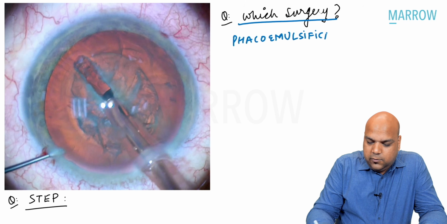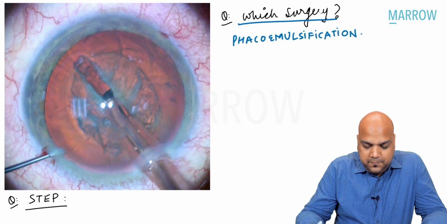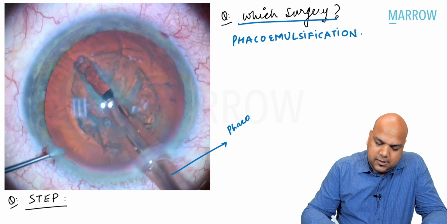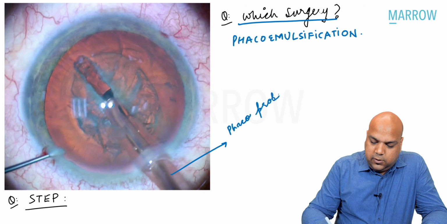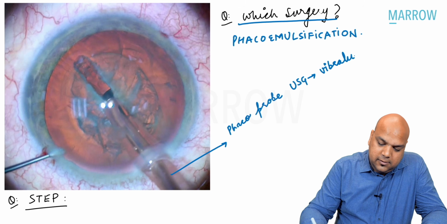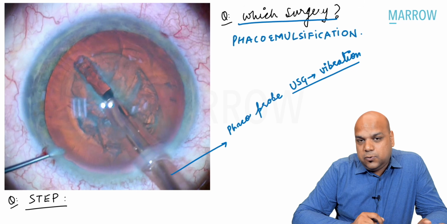We have a beautiful video in our Marrow videos showing a complete cataract surgery where you have seen such an image. What is this instrument? This is the phacoemulsification probe. Phacoemulsification probe converts ultrasonic energy into mechanical vibration. I hope you remember this. Now, which step is being shown here?